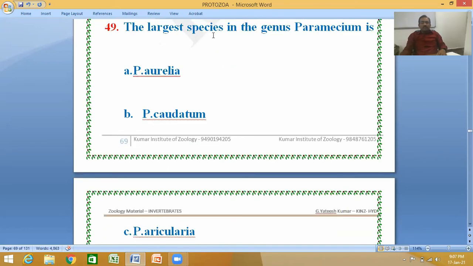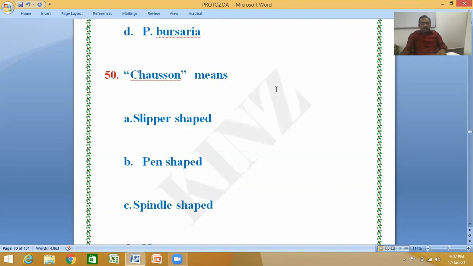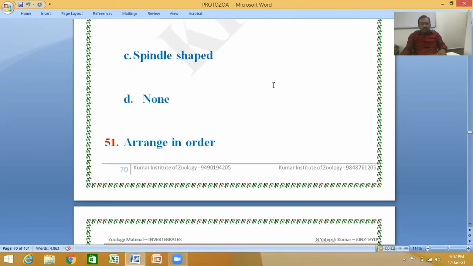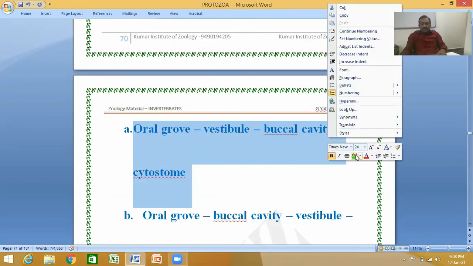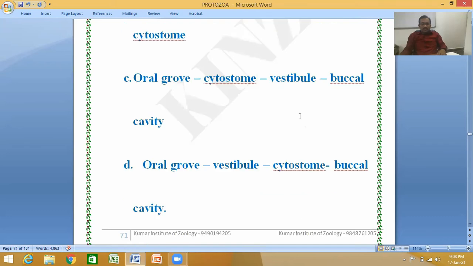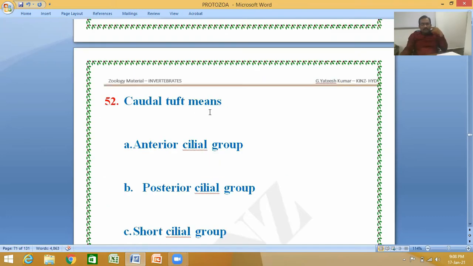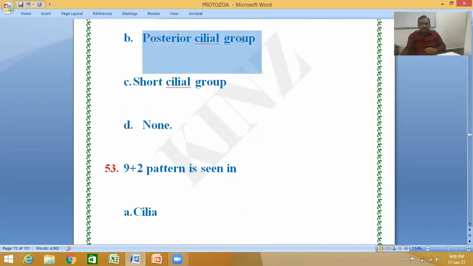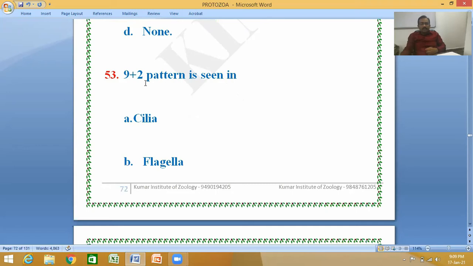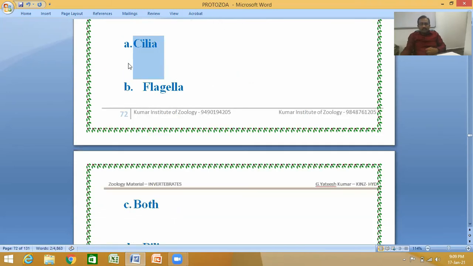The largest species in the genus Paramecium is Paramecium caudatum. It is slipper-shaped, that is called the slipper animalcule. Arranged in order, option A is the best option. Caudal tuft means option B is the best option. A 9 plus 2 pattern is seen in cilia. There is a 9 plus 2 pattern in flagella also. So both is the answer.